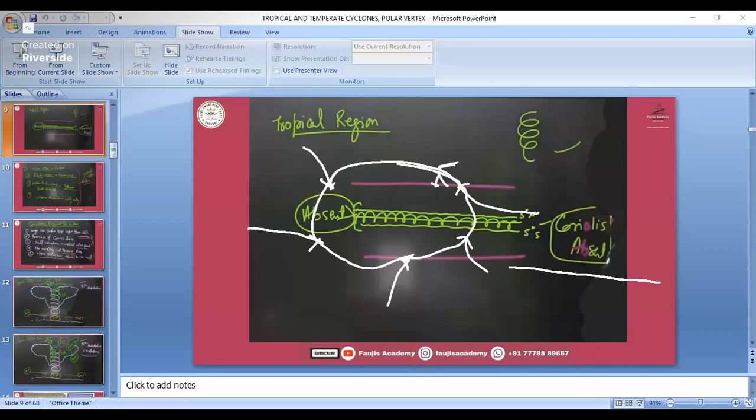Why clockwise? You all know that in the southern hemisphere wind gets deflection towards the leftwards. So because of leftwards deflection, we have the clockwise. So similarly, that also you can understand.